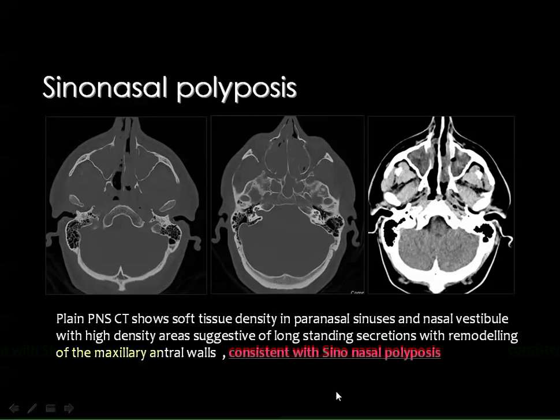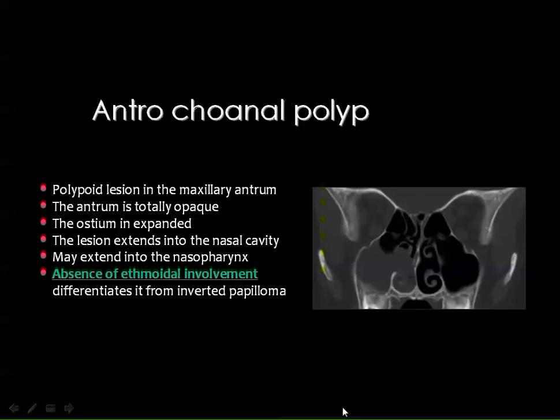And these are axial images for sinonasal bulbosis type of sinusitis. You see total opacification of the maxillary antra, and you also see this mass in the nasal fossa on the left side. Then we come to the antrochoanal polyp. This lesion starts in the maxillary sinus, then it grows through the antrum into the nose and maybe also into the nasopharynx.